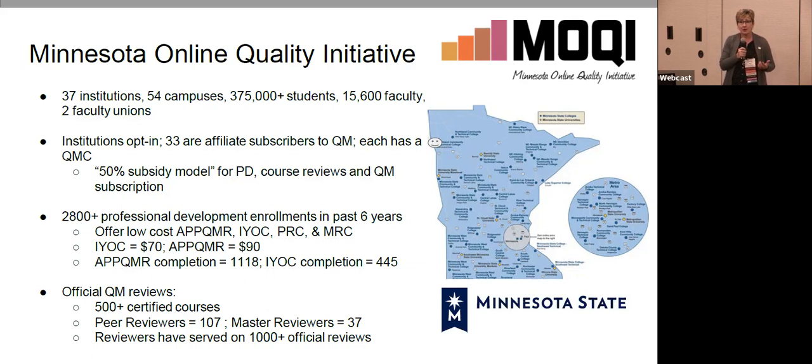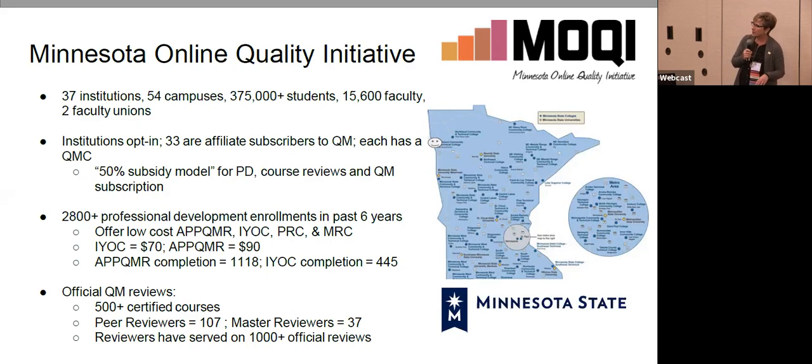We do the same type of model with how we manage the professional development. So we have a 50% model for PD and for course reviews. And so the institutions that choose to participate in having the courses officially reviewed, or who choose to participate in having individuals do APP, QMR, IYOC, they pay 50% of what that cost is that we've established. We do the subscriber managed reviews, we charge the institutions for them, the reviewers get paid, and the institution pays about half of that cost, and the system pays the other half.